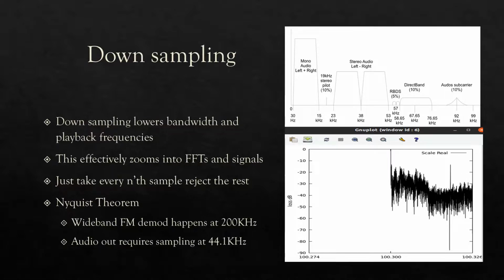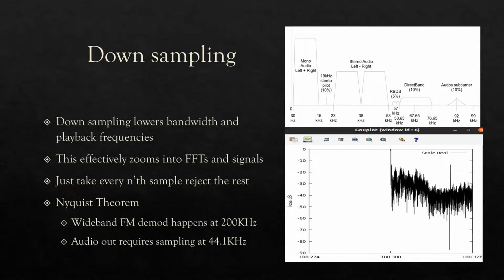Downsampling means we're just rejecting every other sample, or every nth sample just gets rejected, and we only keep every nth sample. This reduces our problem size from 2.4 megahertz to, let's say you only wanted every 12th sample. You say, all right, I want every 12th sample and ignore everything else. And if you do that, you divide 2.4 megahertz by 12, you get to 200 kilohertz.